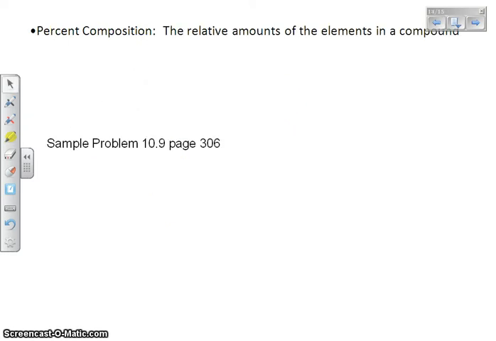Okay, so at this point, we're going to start to talk about percent composition and what that means. The percent composition is the relative amounts of the elements in a compound. Now remember, 100% is the full, it's the max. You can only have 100% of something.